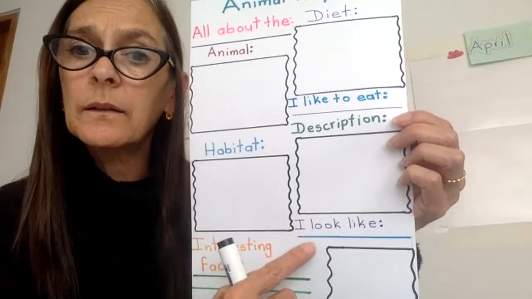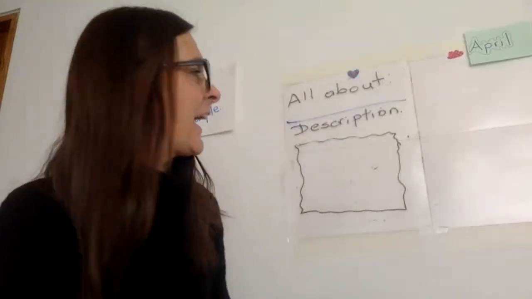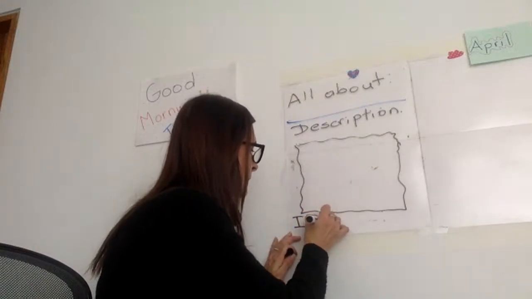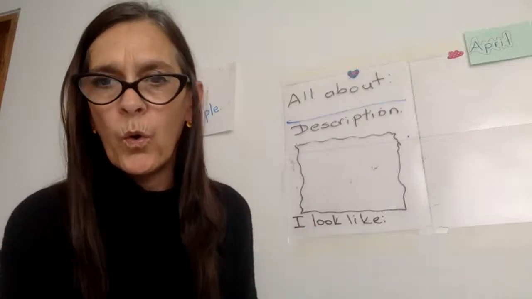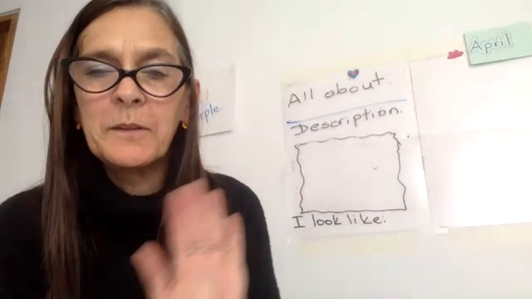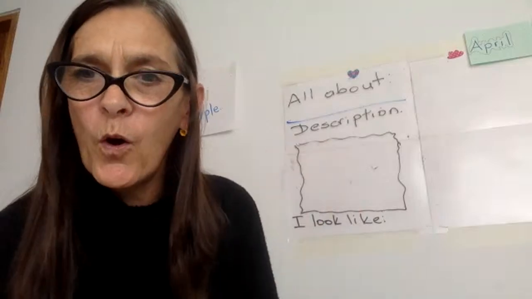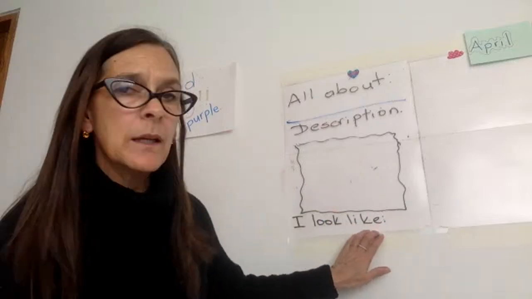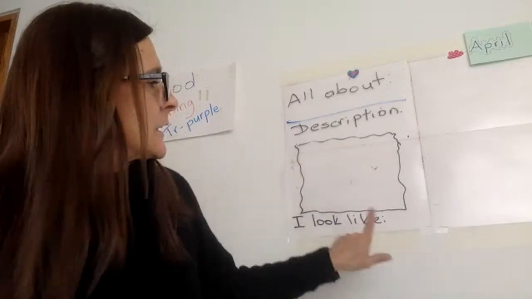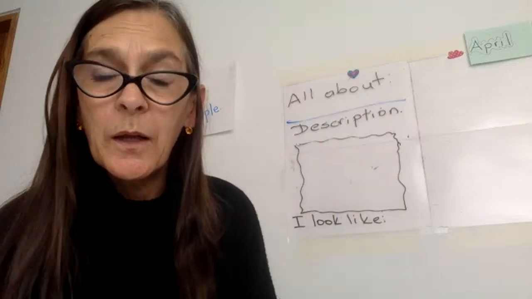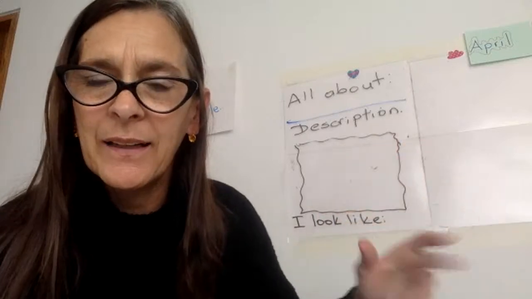And it looks like what? I look like what? Big, small, colorful. For example, butterflies are colorful, most of them. They have many, many colors. So you decide to write down something about the description that you just wrote in the box above. So I look like colorful. With my elephant, I can say I look like a big animal.